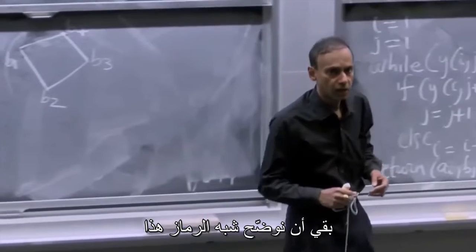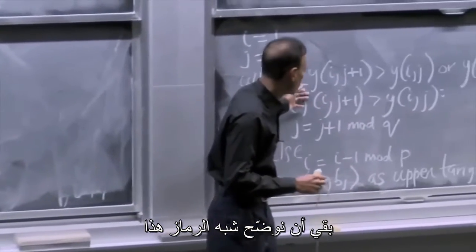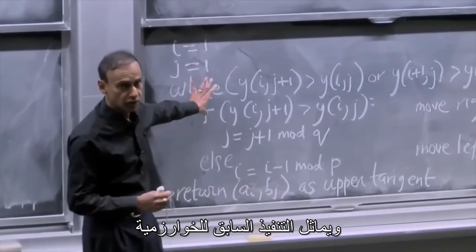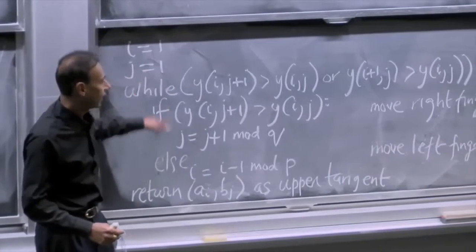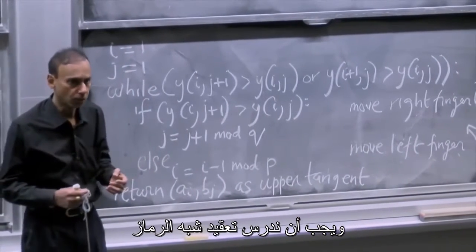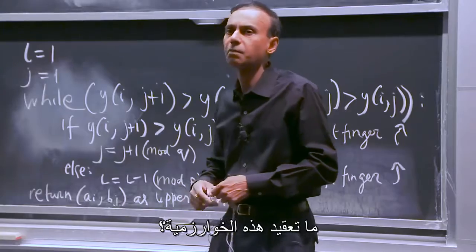So all that remains now is to look at our pseudocode, which matches the execution that you just saw, and talk about the complexity of the pseudocode. What is the complexity of this algorithm?